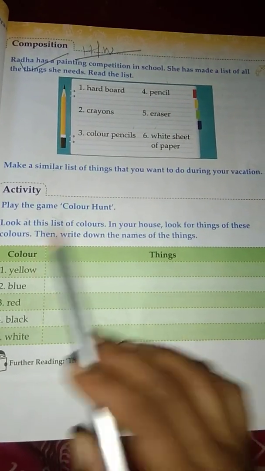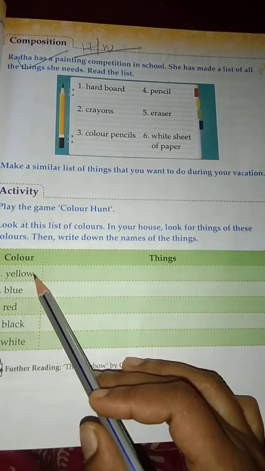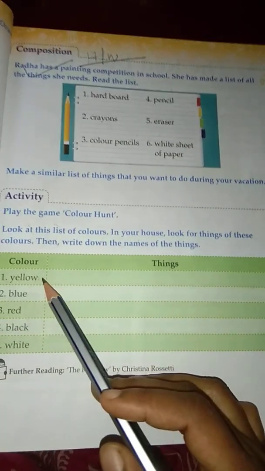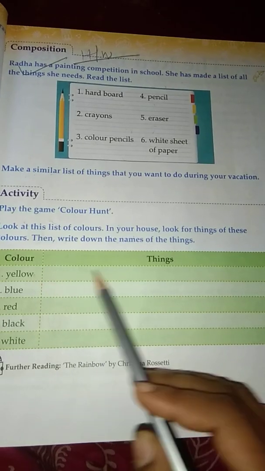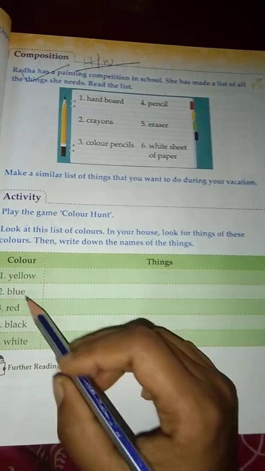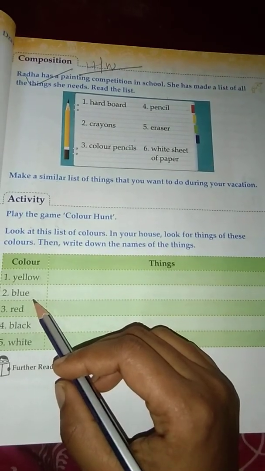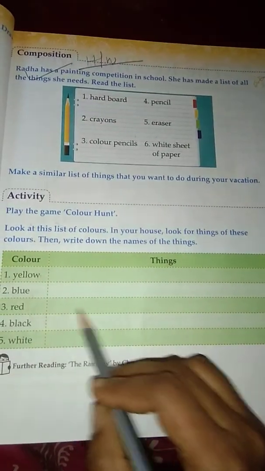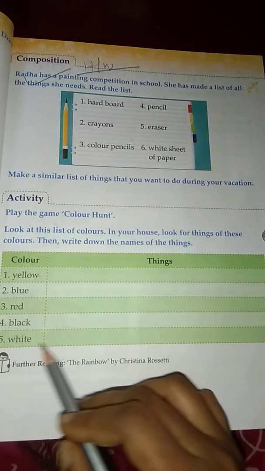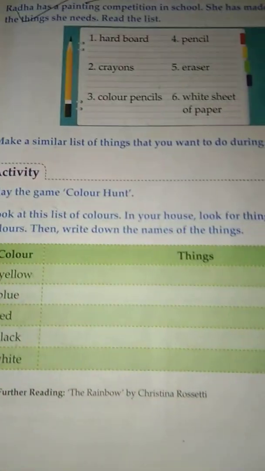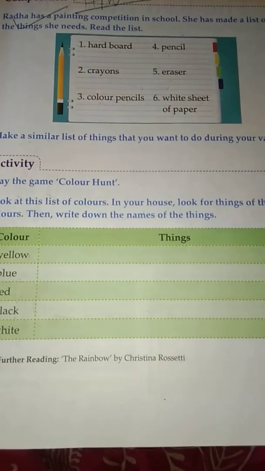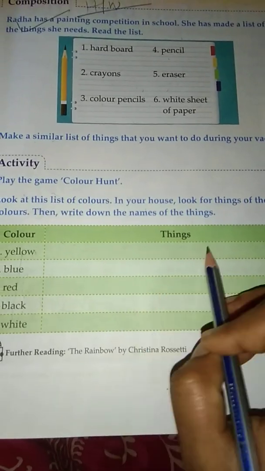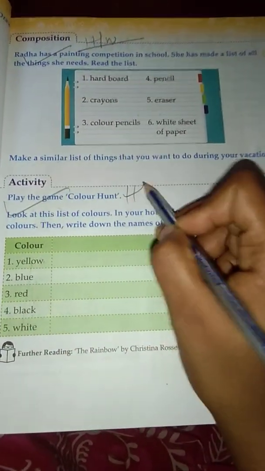Okay, suppose in your house you will look for things of different colors. Yellow, blue, red, black, white. Whatever things you find that are yellow, you will write here. Suppose lemon, you will write here lemon. Then you will come to blue color. Whatever things you find in your house that are blue, you will write the name here. Okay, red you will write here, black you will write in this place, and white you will write here. Means you have to move around your house and see what things you have of these colors, and then according to the color names, you have to write the names of the things.